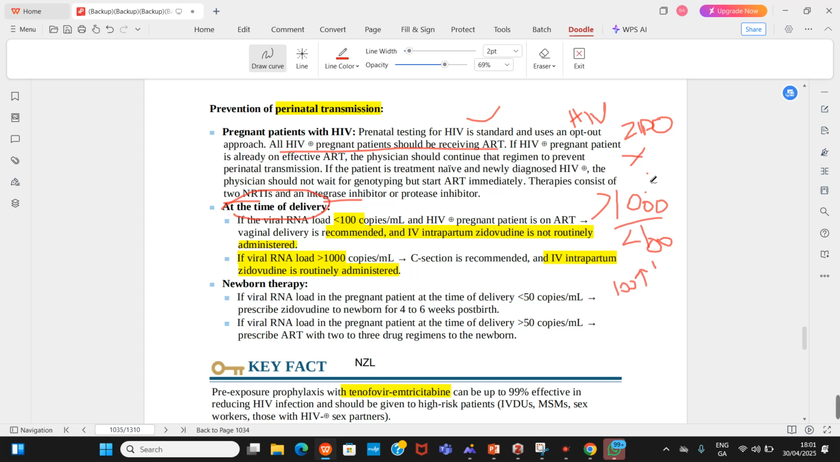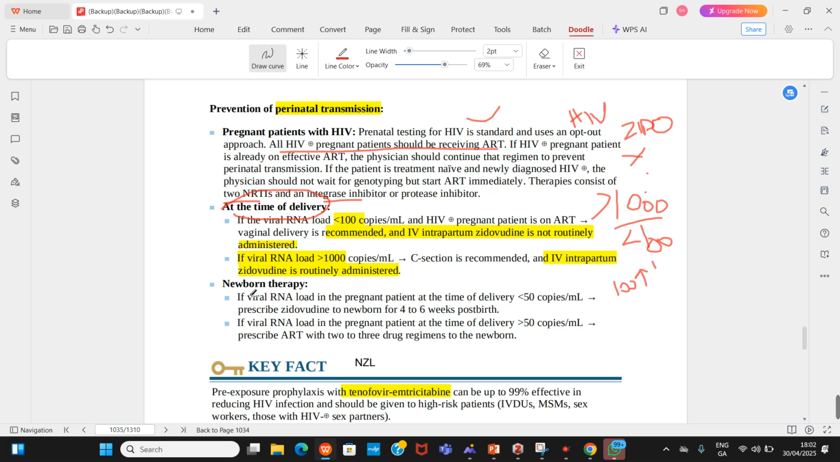1,001, cesarean section. If it's between 50 to 1,000, vaginal delivery, but intrapartum zidovudine. If it's less than 50, safe to do vaginal delivery. You might not need to give intrapartum zidovudine. You might give it, you might not give it.